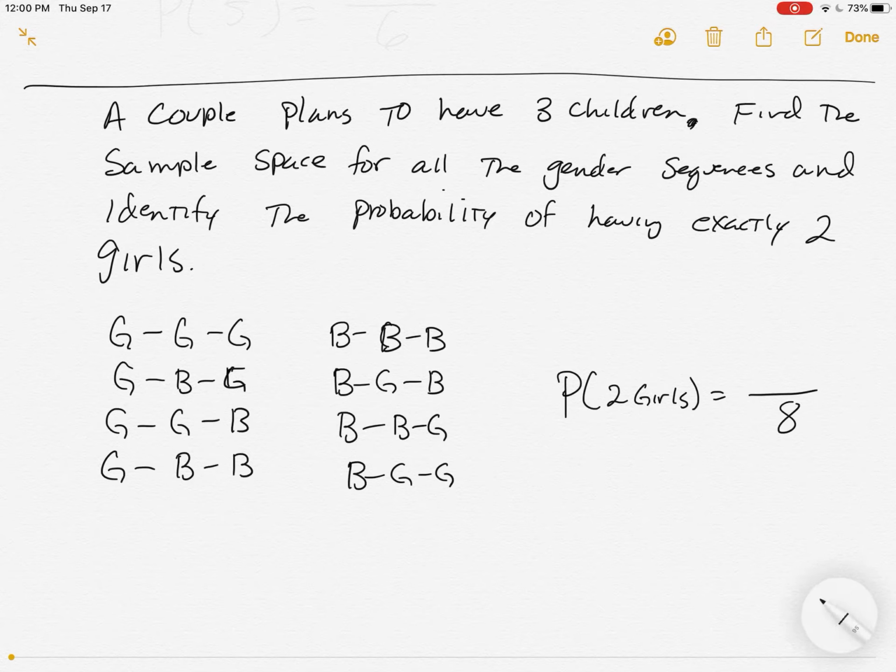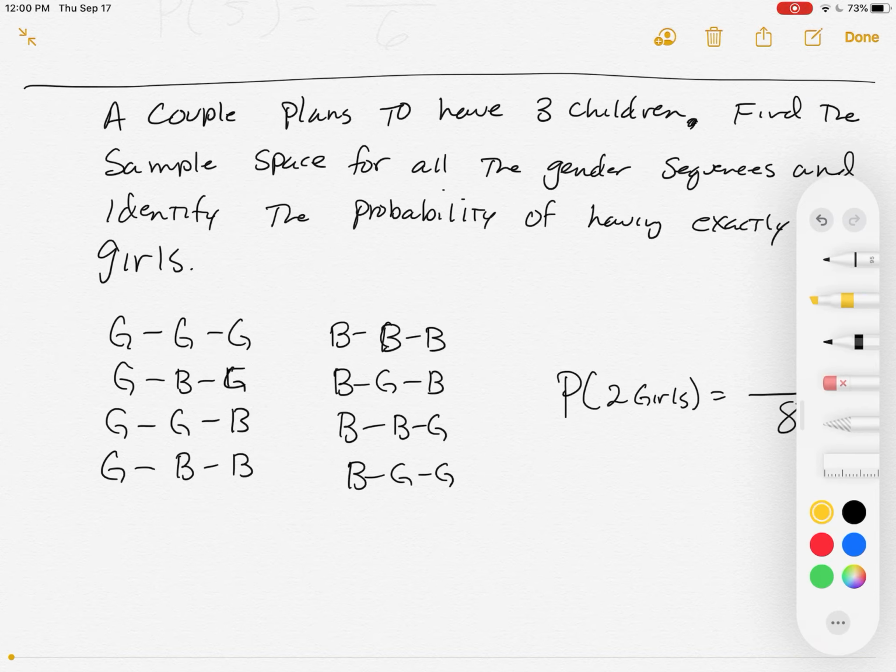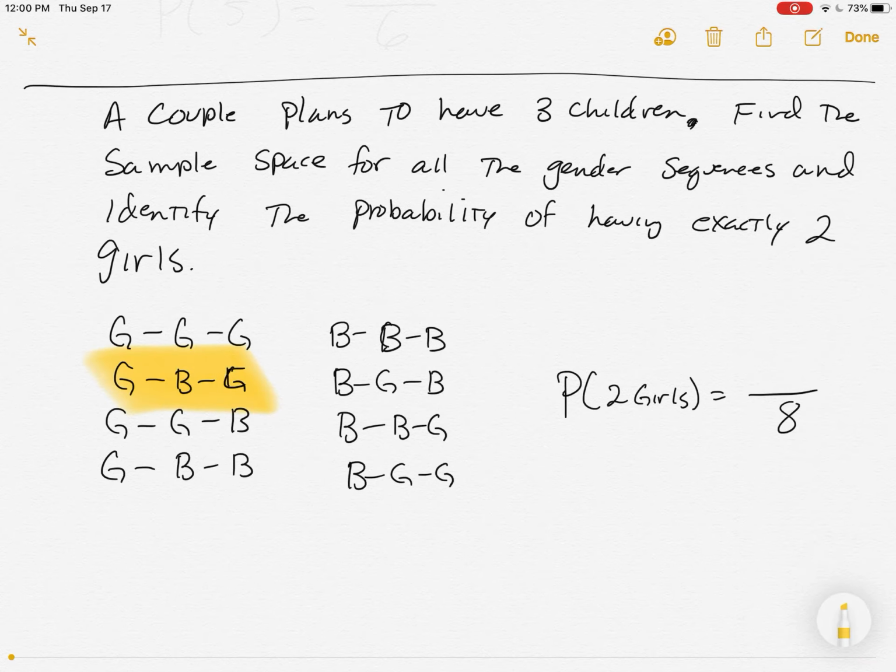Now, how many of those reflect 2 girls? Let's go find them. Now, it needs to be exactly, so not the first one because that has 3 girls, but the second one has 2 girls, and the third one has 2 girls. The last one only has 1. And then there's this one right here at the very end.